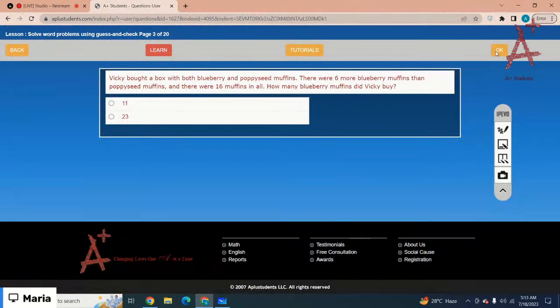Okay, the next one is Vicky bought a box with blueberry and poppy seed muffins. There were 6 more blueberry muffins than poppy seed muffins, and there are 16 muffins in all. How many blueberry muffins did Vicky buy? Okay, the total muffins are 16. That means you have to find two numbers whose sum is 16 and whose difference is 6.